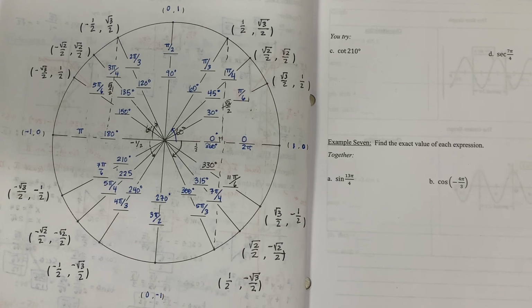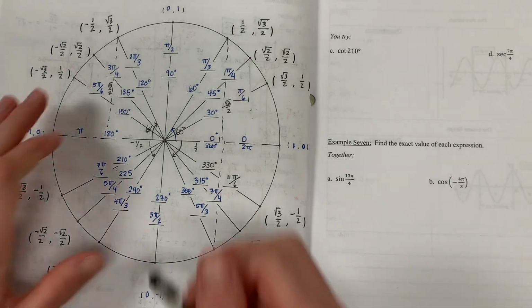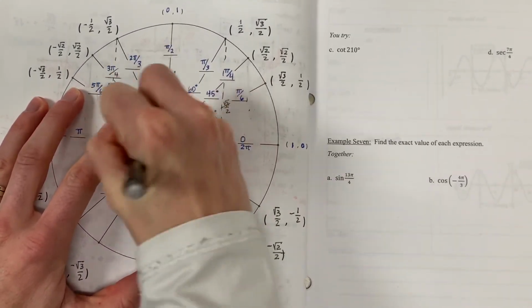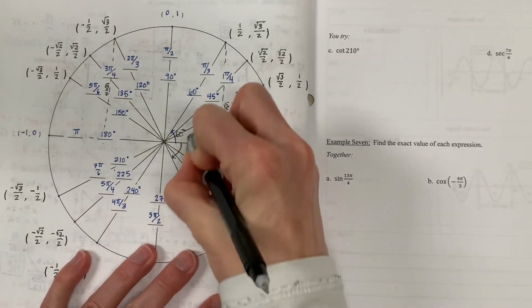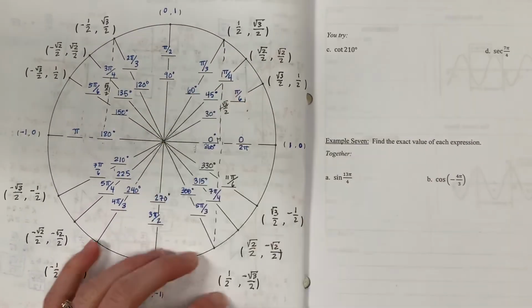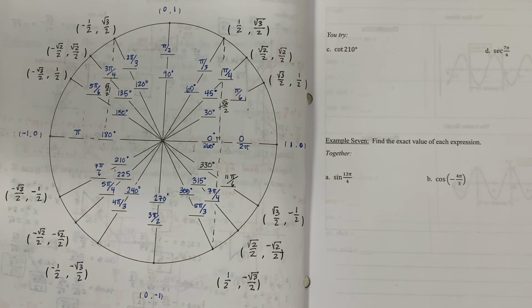Okay, this is the unit circle, and the unit circle can be derived from our 30, 60, 90 degree special triangles, and our 45, 45, 90 degree special triangles. Okay, and we're going to use the unit circle to solve and evaluate trigonometric functions of special angles.